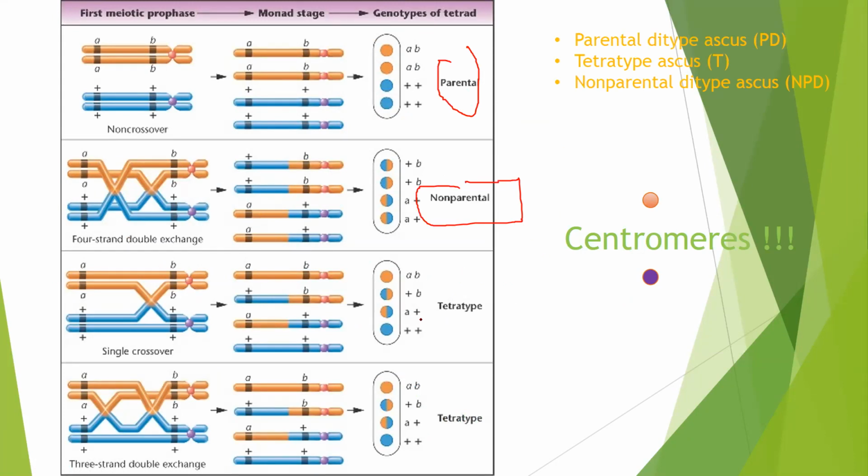And if there's only one crossing over occurring, this will give you the tetratype. And for the tetratype, you're going to see 50% of them are parental type and 50% of them are non-parental type, same thing here. All right. Remember the centromere. The centromere will never change. So this is the nice feature for this unique haploid model organism.